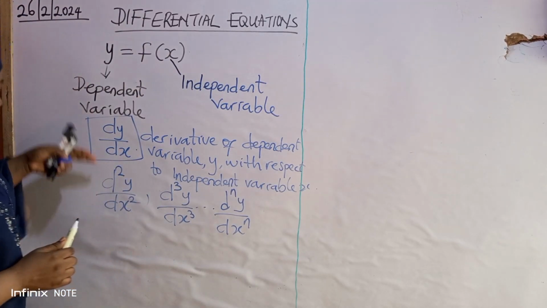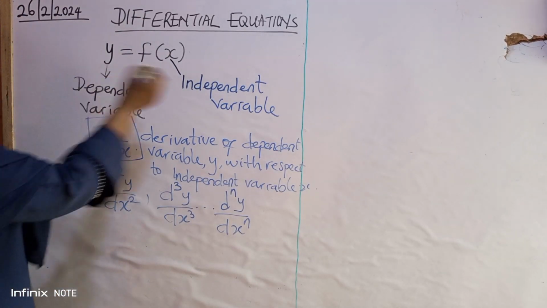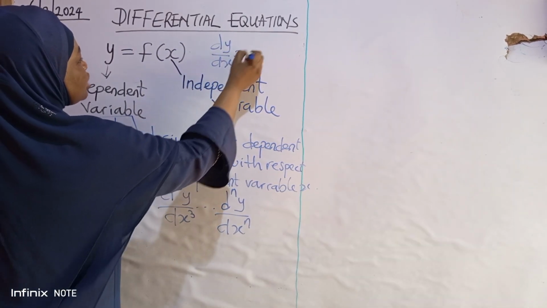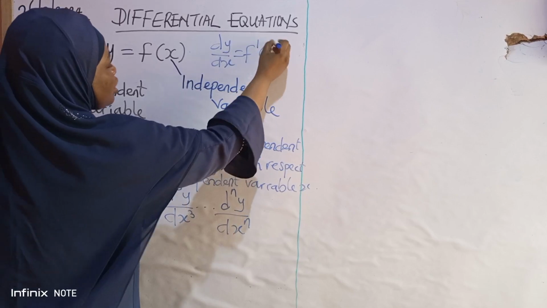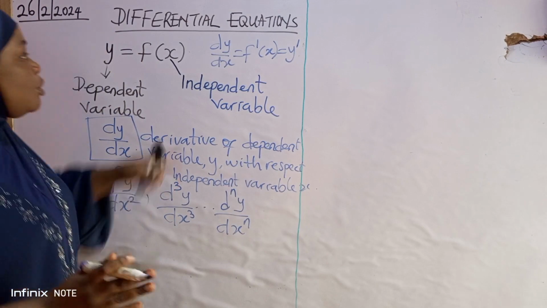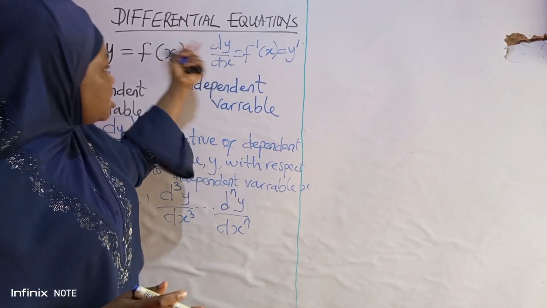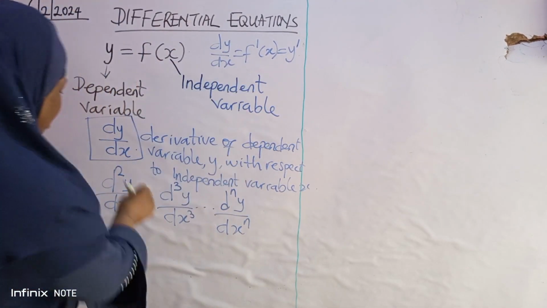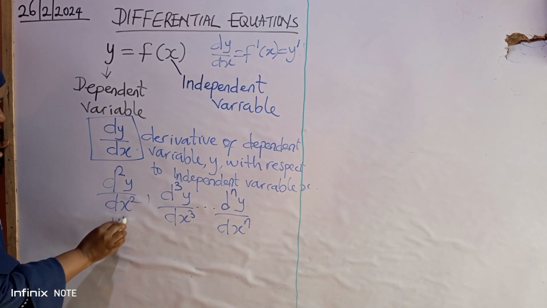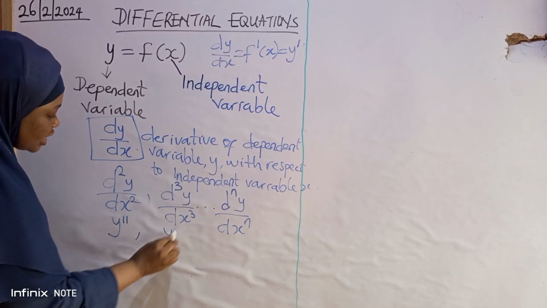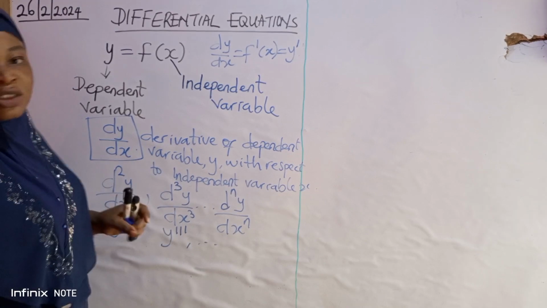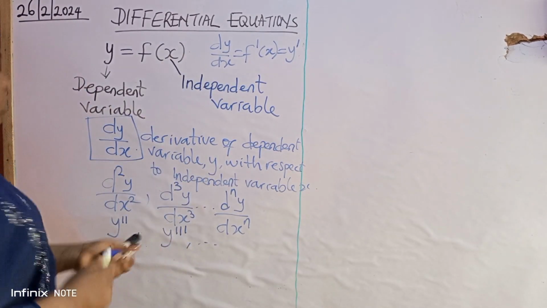So then if you have your dy/dx, it is the same thing as what? f prime of x, or we can call it what? y prime. So in some textbooks, they write dy/dx, others may write y prime. So this d squared y over dx squared can be written as y double prime, and so on like that. So you have to know all these ones.